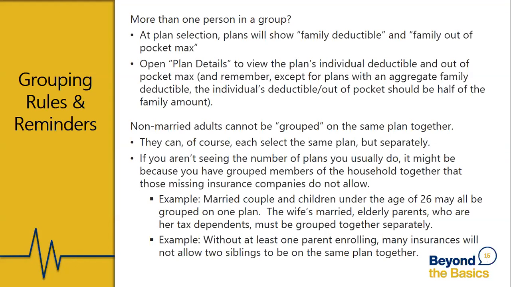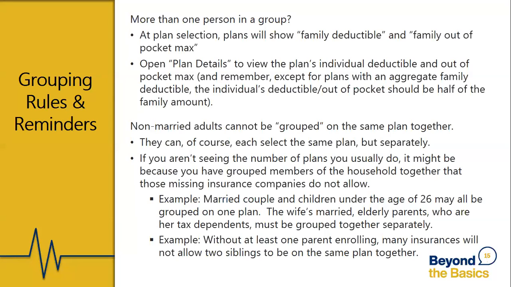And what I would especially call attention to is if you've moved to the plan selection and instead of looking at the usual 71 plans, you're only seeing 30 or 40 or 10, and you're wondering where the plans went, it is quite possible that there's an issue with the grouping. And I have a couple of examples listed below.